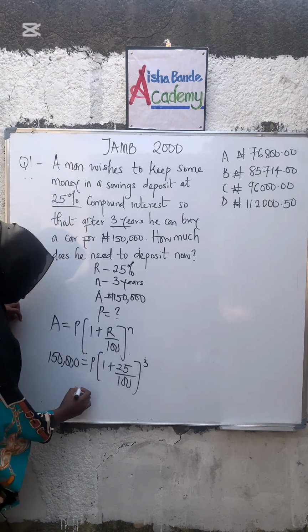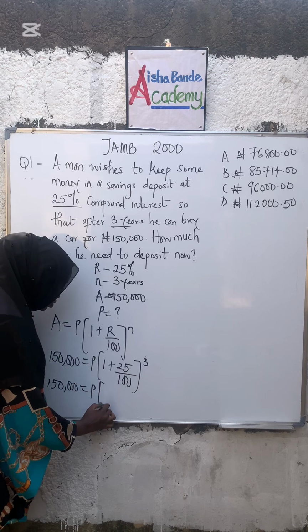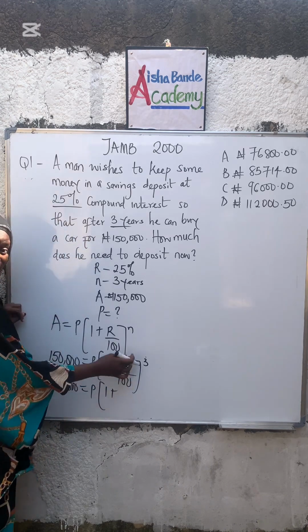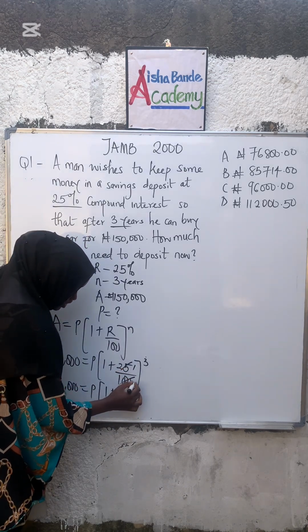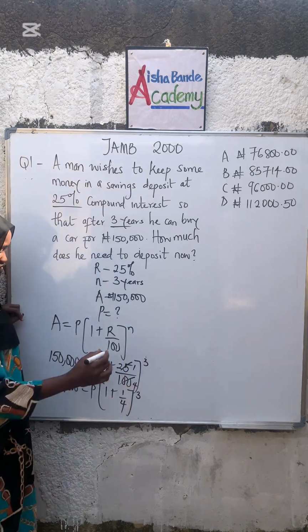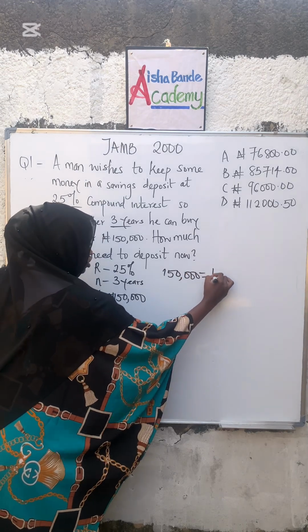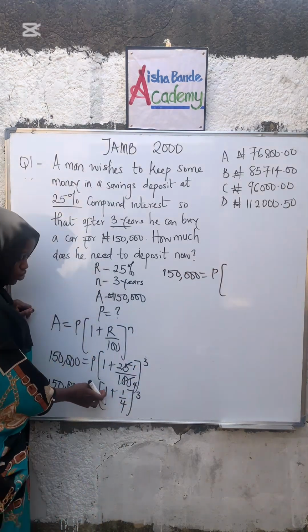So we simplify this here. We have 150,000 is equal to P, open bracket, 1 plus. Let's take this to the lowest term. 25 here is 1, 25 here is 4. We have 1 over 4 raised to the power of 3. Okay, so here we have 150,000 is equal to P open bracket. Here we have 1 plus 1 over 4.